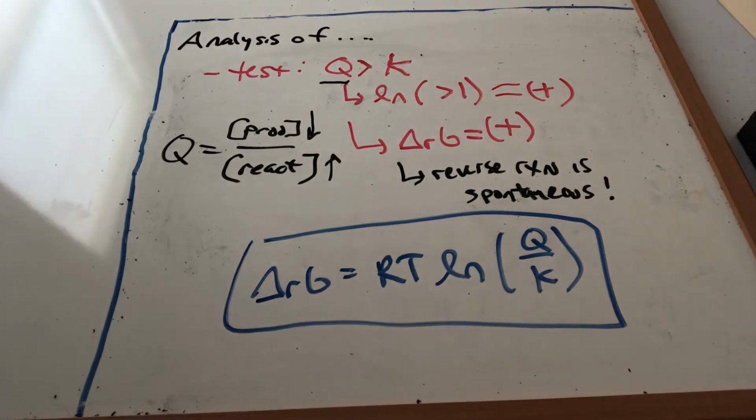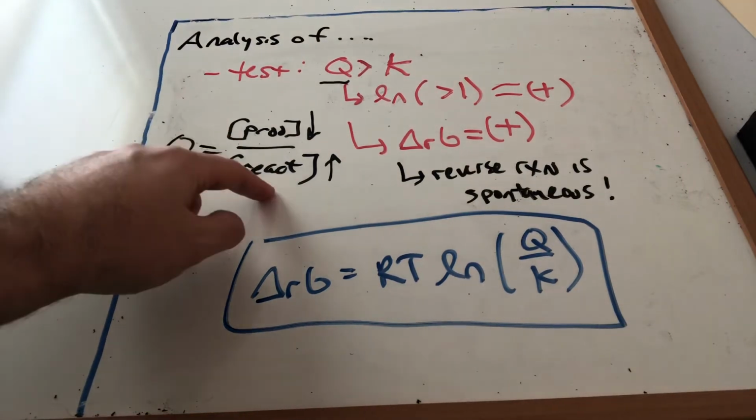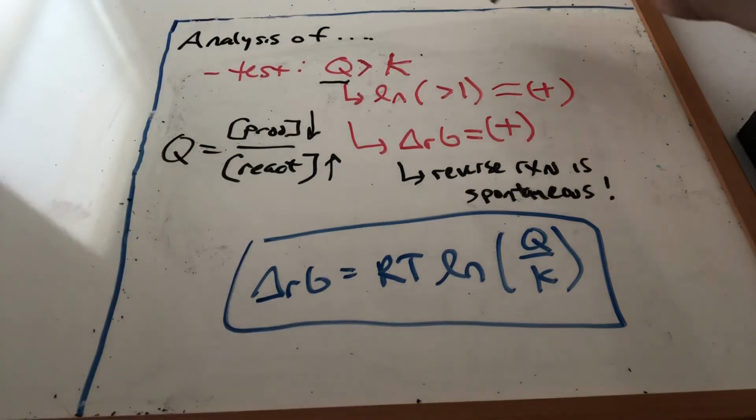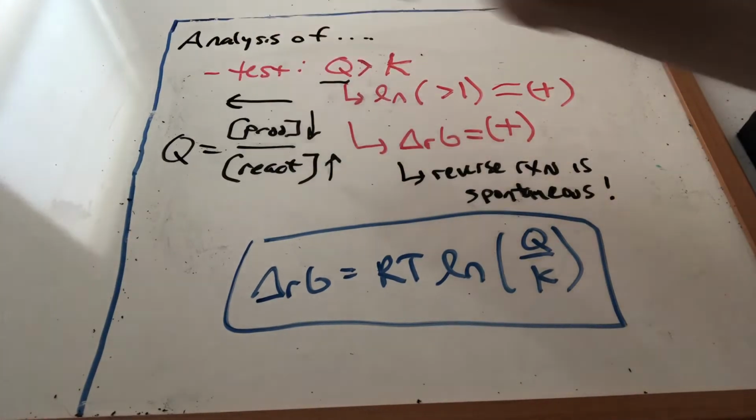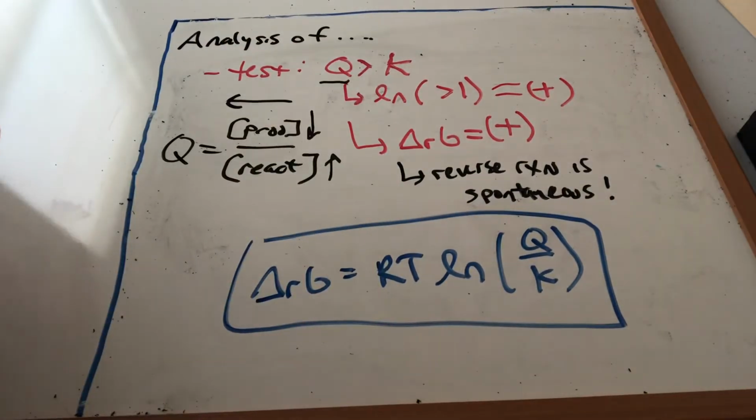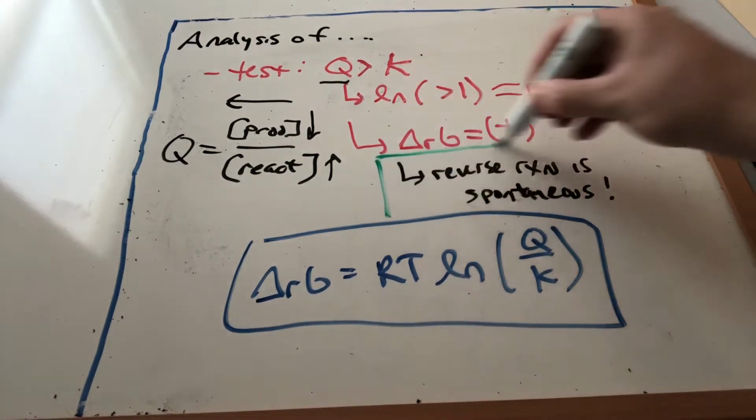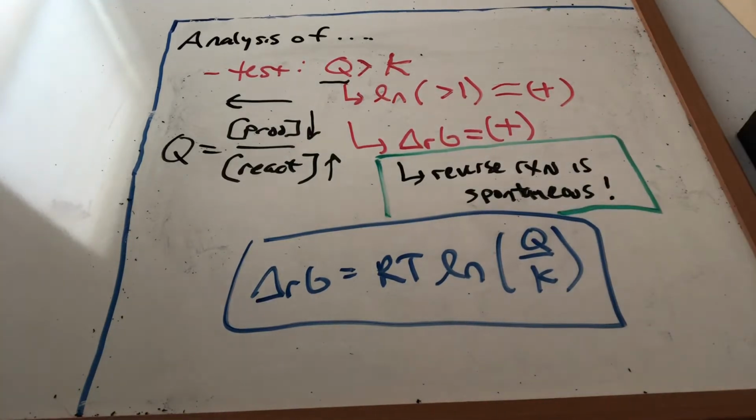And that's the argument that we gave in general chemistry, right? Well, how do you make the products go down and the reactants go up? Equilibrium has to go from products to reactants. Equilibrium shifts to the left side. Now, what did we just show mathematically? We just showed mathematically that the reverse reaction is spontaneous.